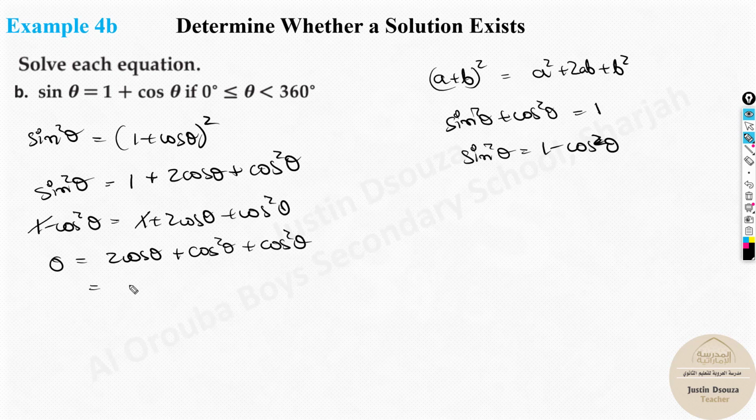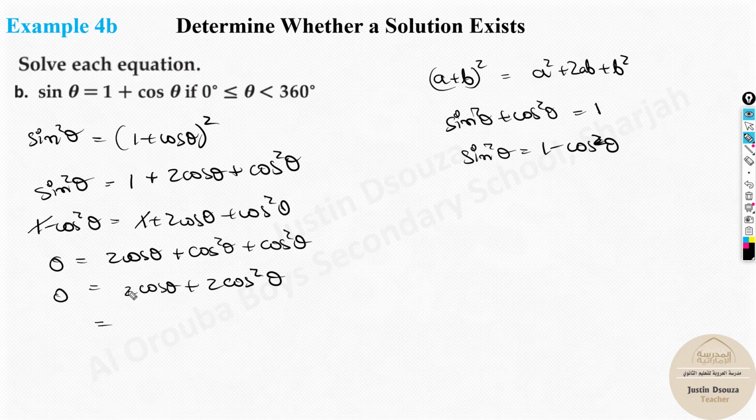This is the thing. Now we can simplify. This is 2 cos theta plus 2 cos square theta equals 0. Now it looks much easier, isn't it? So now you can take the common terms out. You can use quadratic also, make this 2x plus 2x squared, but that is just too much.